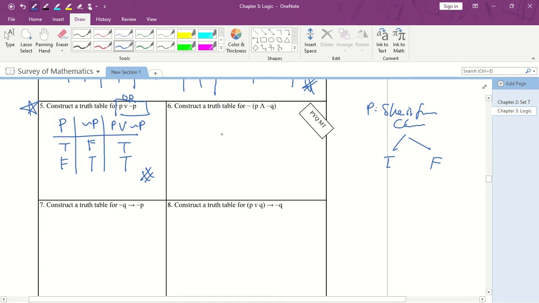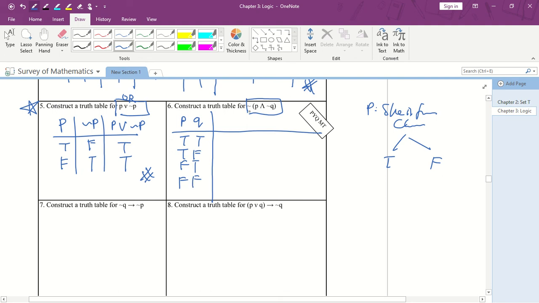And the next question is here. Construct a truth table for negation of parenthesis P and negation Q. Okay, so let's try to write it down. Since we have P and Q, we will write down P, Q. So what is P, Q? The possibilities here are true true, true false, false true, and false false. Okay, I hope you get it.